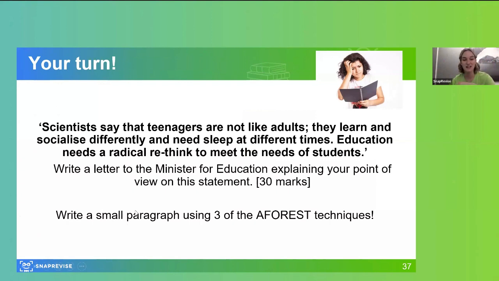So this one, you have to write a letter to the Minister for Education explaining your point of view on this statement. This statement suggests that teenagers are not like adults. They learn and socialize differently and need to sleep at different times. Education needs a radical rethink to meet the needs of students.